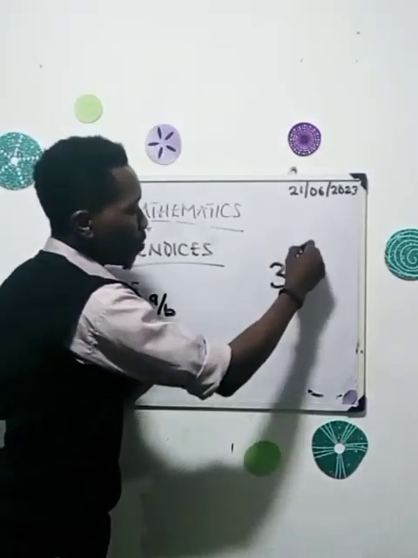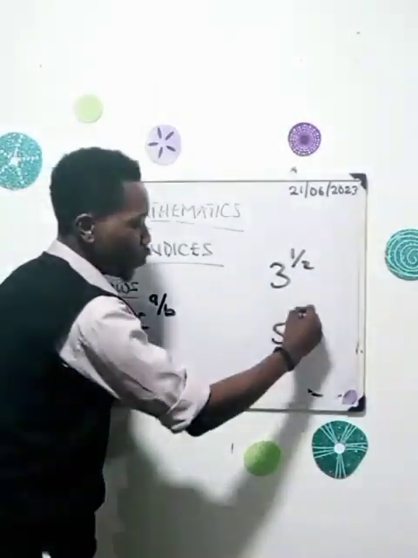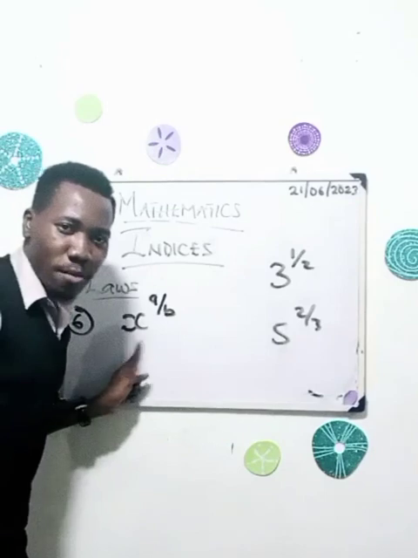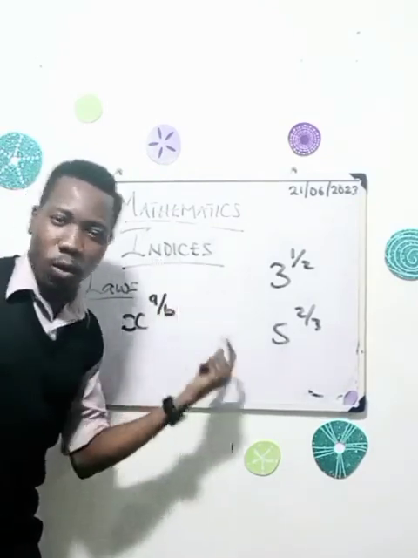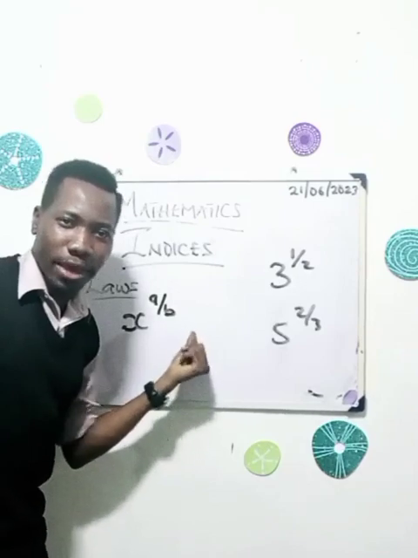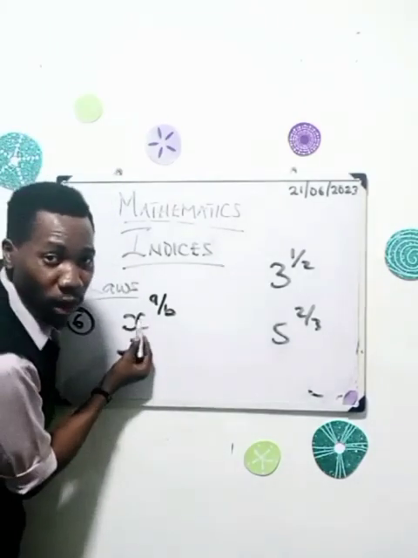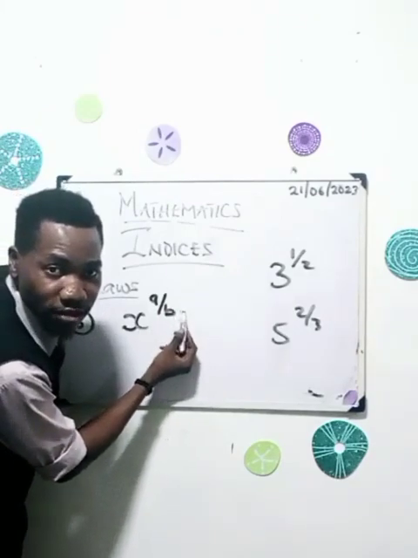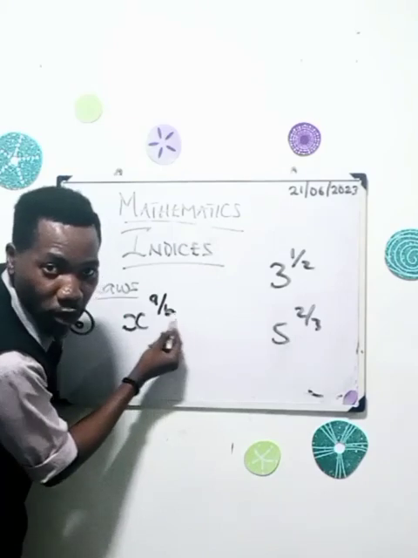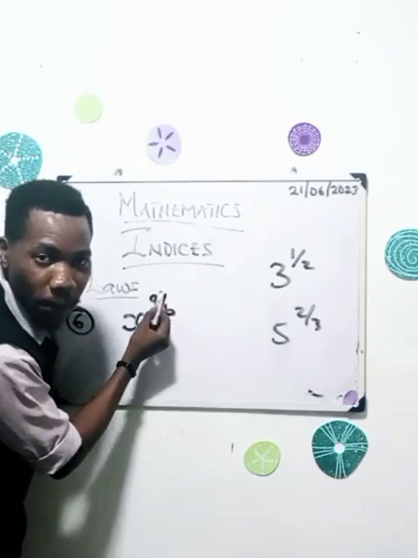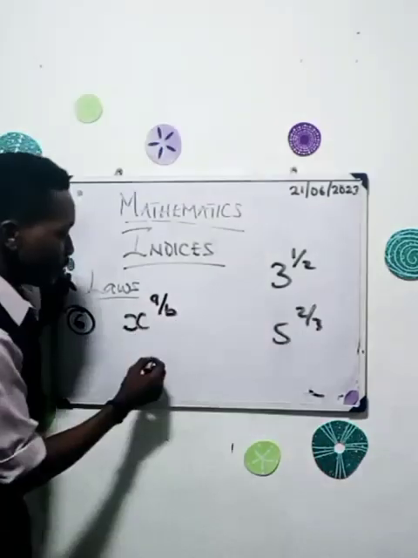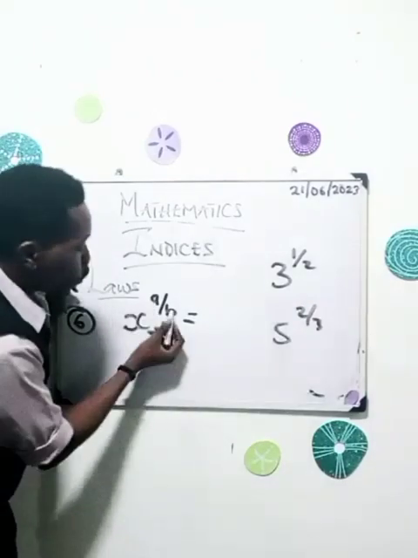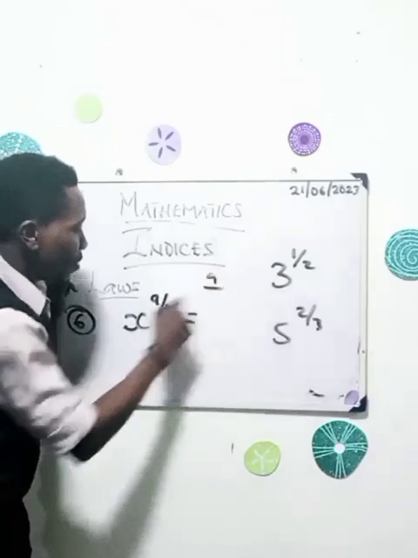Examples are like 3 raised to power 1 over 2, or like 5 raised to power 2 over 3. When you have any number raised to the power of a fraction, what will be applied here? The rule says that for this fraction, the denominator, the number down, becomes the root, whereas the number up becomes the power. What does that mean? This means you are going to have the b-th root of x raised to the power of a. So the number down, we have a over b. Don't forget, let me write it this way.